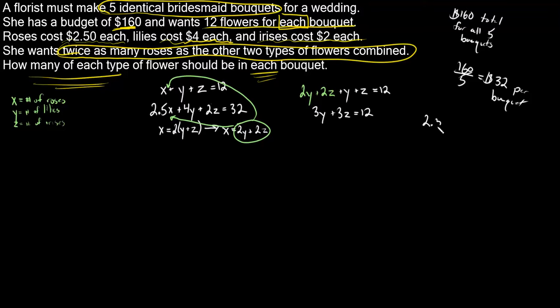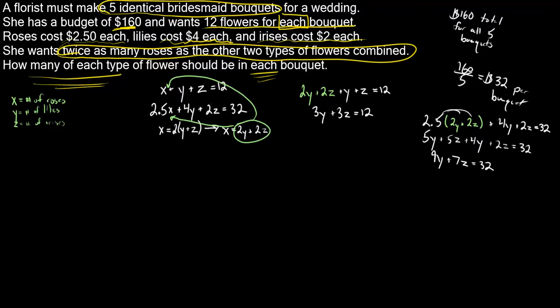So 2.5x, well, x is 2y plus 2z, plus 4y plus 2z is equal to 32. So now I'm going to go ahead and distribute this. So I'm going to get 5y plus 5z plus 4y plus 2z is equal to 32. And that's going to become 9y plus 7z is equal to 32.